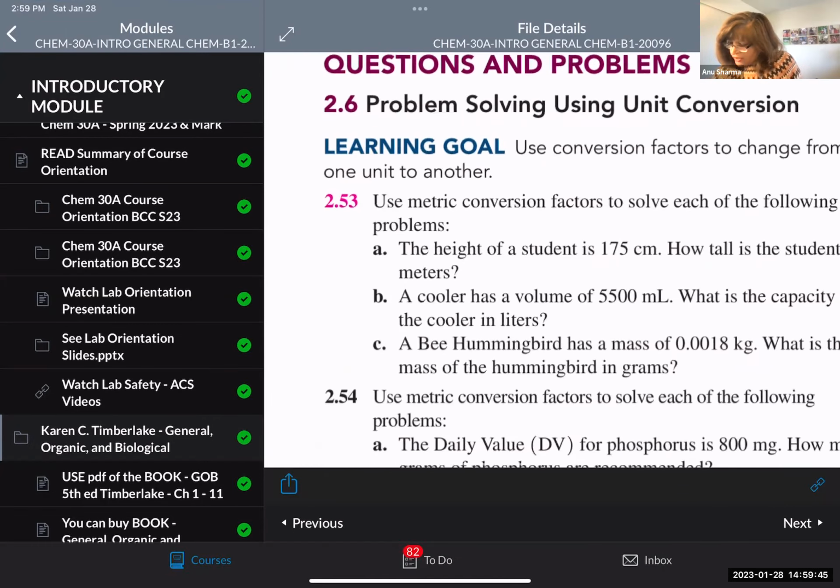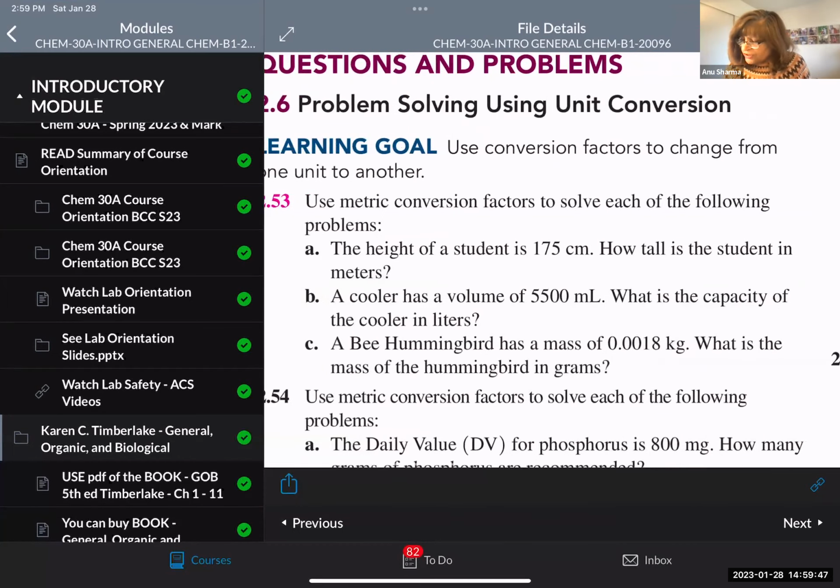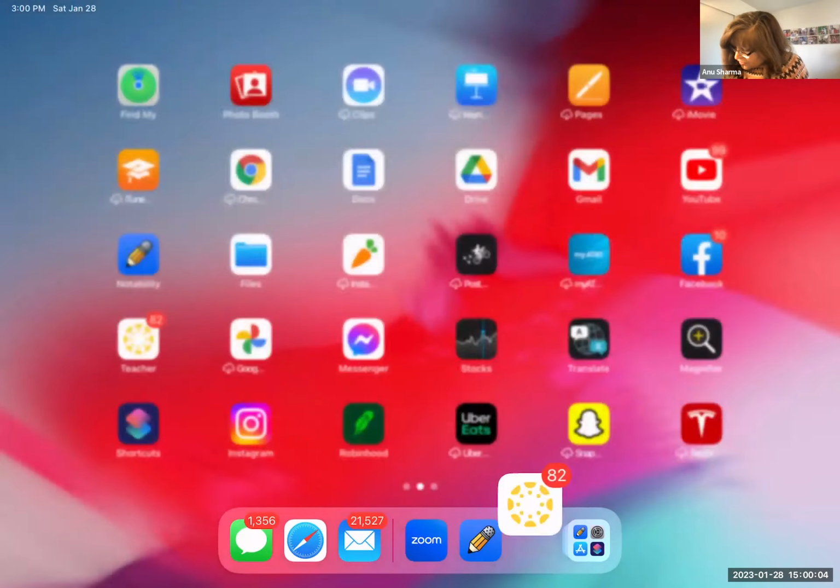Okay, use the metric conversion factors to solve each of the following problems. You are given the height of a student, 175 centimeters. How tall is the student in meters? Let's write this down. Problem number 53, the height is given and you need to find it in meters.